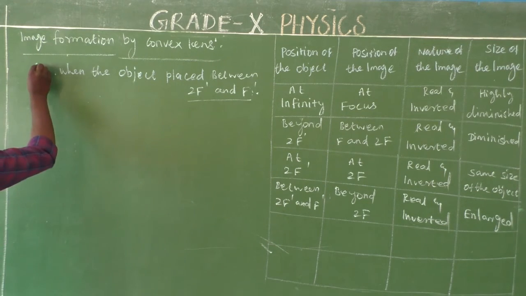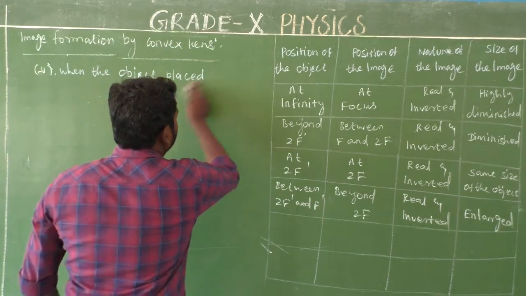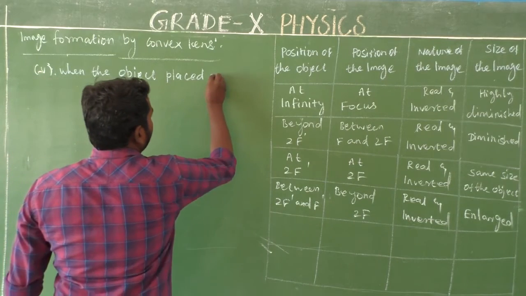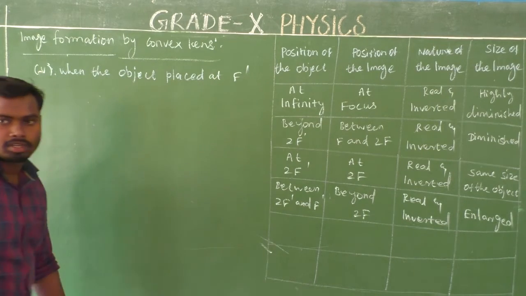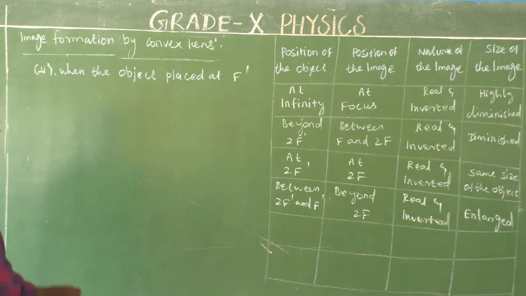So fifth case, what is that? When the object is placed at focus, which means f dash. Is it clear? Yes. So now consider a convex lens.